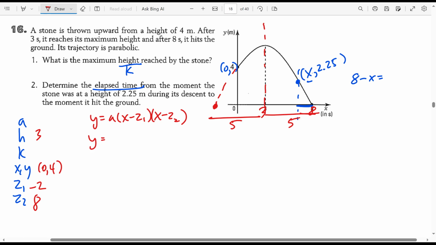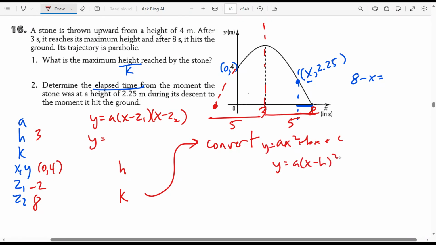We're going to run out of time before we finish this one up. So what I will tell you right now is you would rearrange this, solve for the A, and get that. You would then use the zeros form to find H and then find K. You have formulas for that. What's tough is you would then have to convert it to either general form or vertex form, because we have to solve for an x value when y is 2.25.